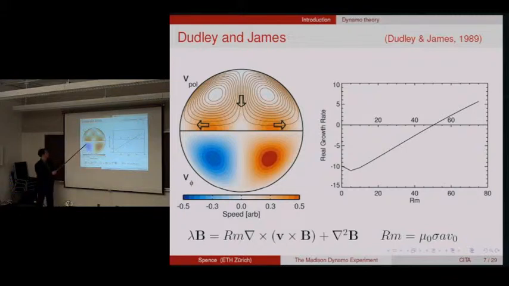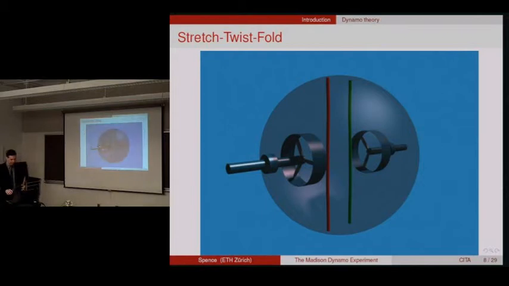Maybe this will work. You can see that this is a flow that, if you're an experimentalist, you're thinking to yourself, well, maybe I can do that. Maybe I can make a flow that does that. It's very simple. It's not too complicated. I can do that. And so this was the inspiration for the Madison experiment.